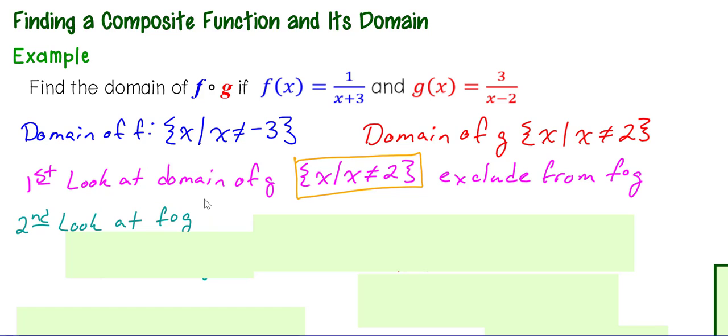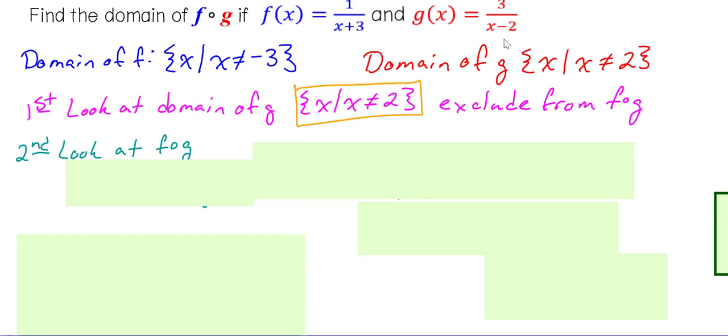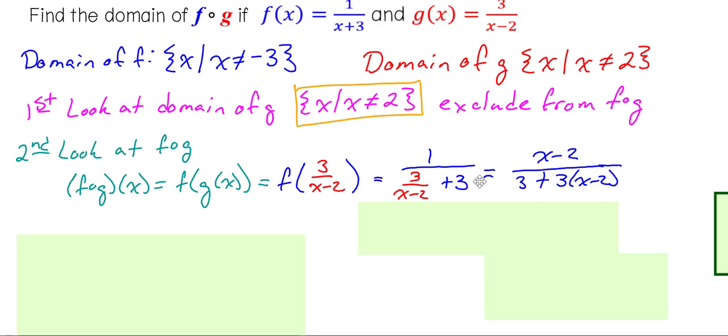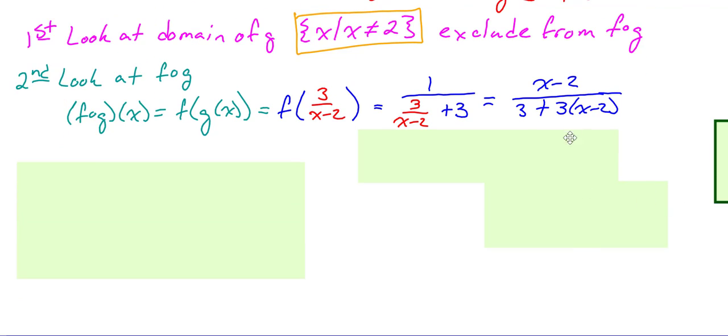Second, we want to look at f composed with g as a function itself, where we combine both of the fractions together. So f composed with g of x is equal to f of g of x, and we are going to replace the g of x with 3 over x minus 2 and then place that into our f of x function. And we end up with 1 divided by 3 over x minus 2 plus 3, and then that simplifies into x minus 2 over 3 plus 3.